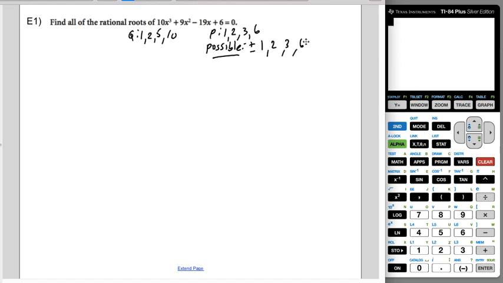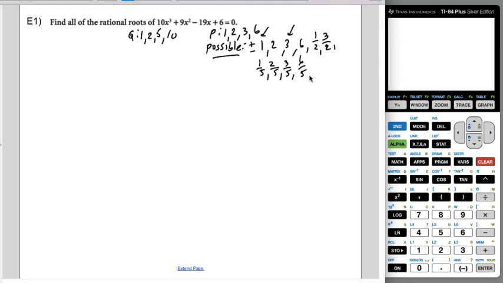And then there'd be other factors too. There'd be 1 over 2, 2 over 2, which is just a 1 again, right? 3 over 2, right? And then 6 over 2, which is just a 3 again anyway, right? And then 1 over 5, 2 over 5, 3 over 5, 6 over 5. So this is all the possible roots.